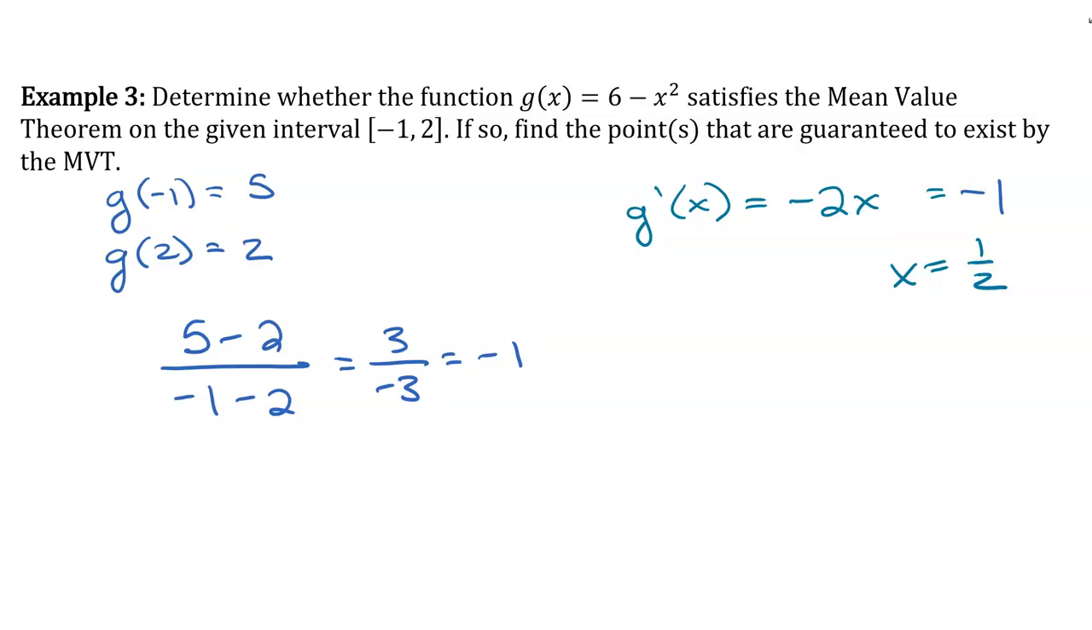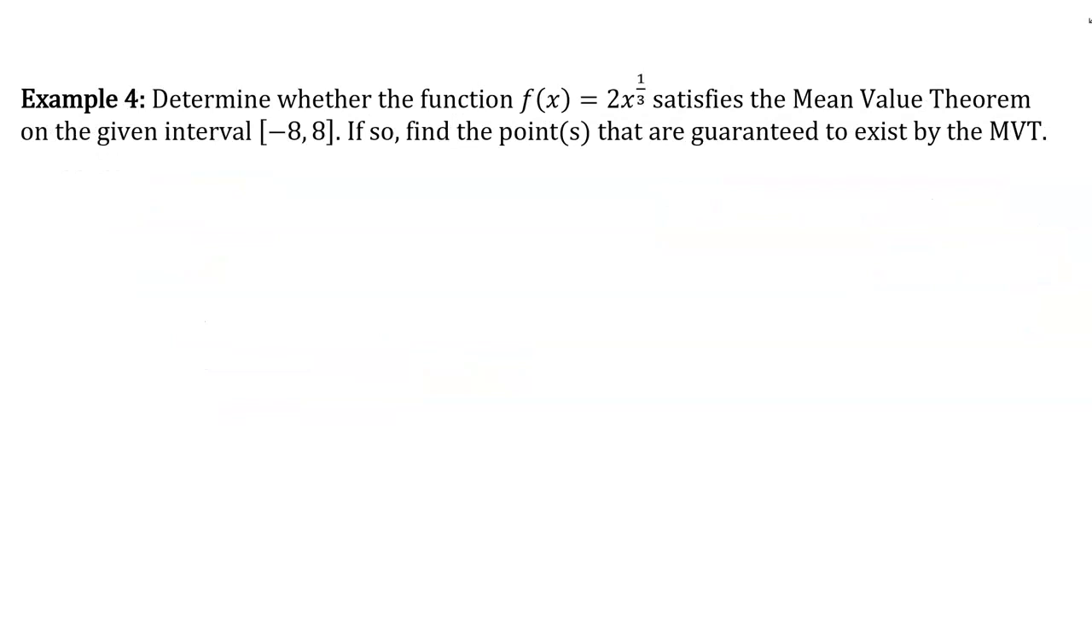So the guaranteed number to exist for this mean would be 1/2. It's not a critical value because we didn't set it equal to 0, but it is the slope, guaranteed to be the slope. So let's do one more.